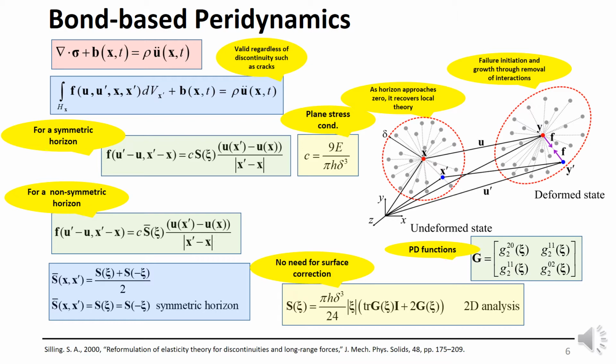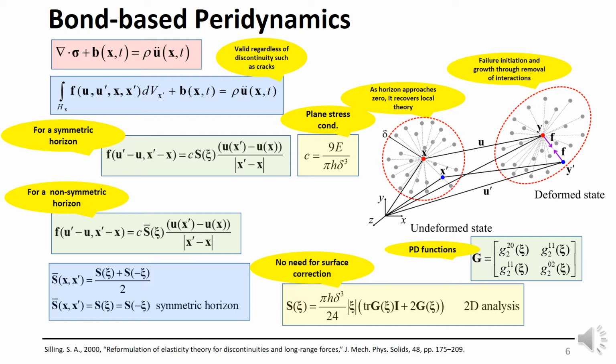So if you have a non-symmetric horizon, basically if you are looking at x and x prime, so you have function S of xi, that's the relative position vector. And if you're basically on x prime, then you will have the negative of that relative position vector xi. So we basically define S bar as the average of these two. So for a non-symmetric horizon, force density vector is expressed in terms of bond constant, matrix S bar, and the stretch basically between these two points.